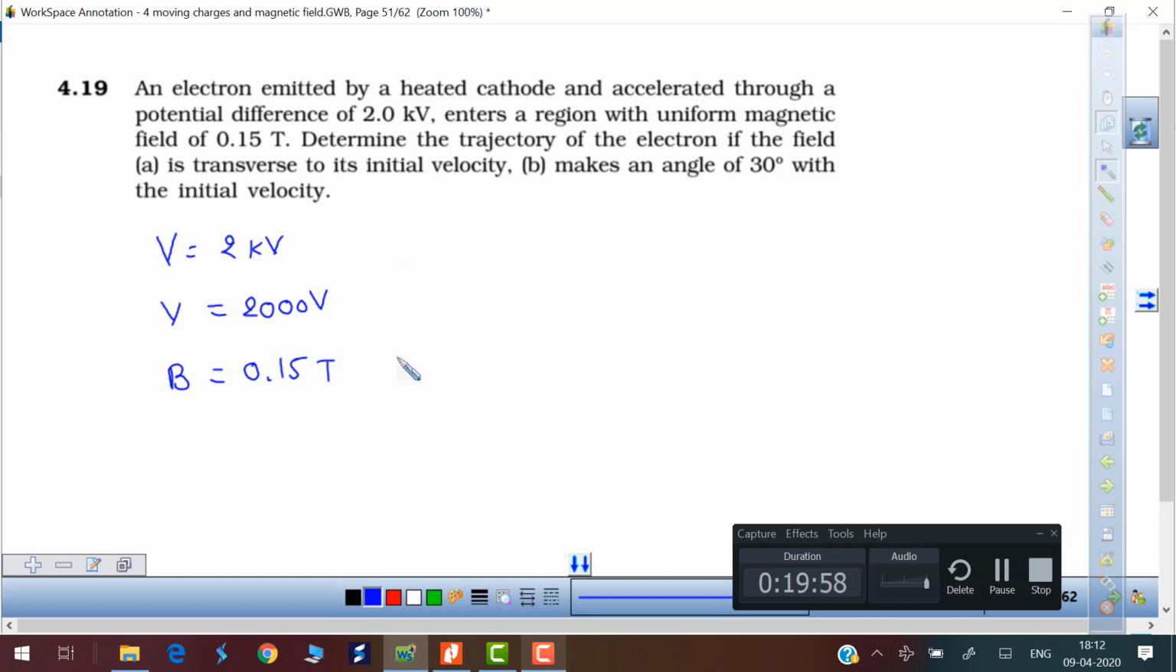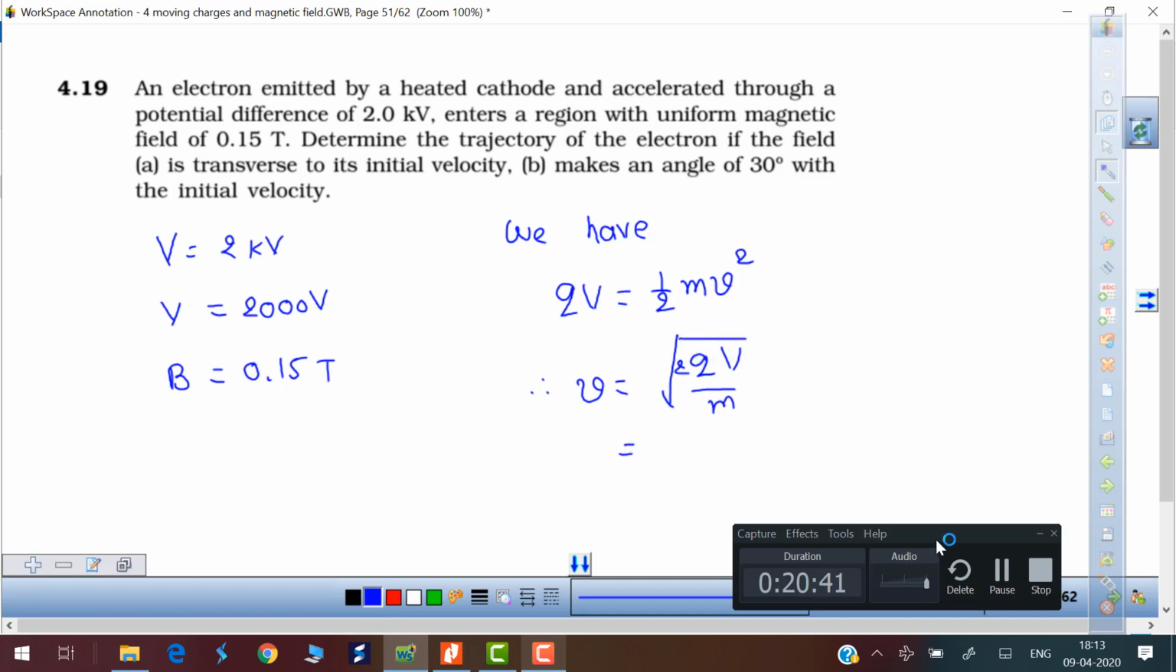Okay. So because the particle is accelerated under the potential difference, it acquires a certain velocity. How can we find the velocity first of all? We have one formula, QV is equal to half mv square. Therefore v is equal to root of 2QV upon m, the 2 going here.